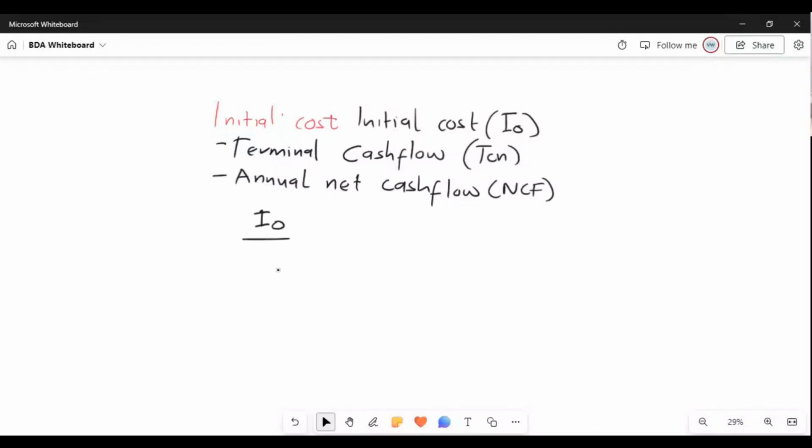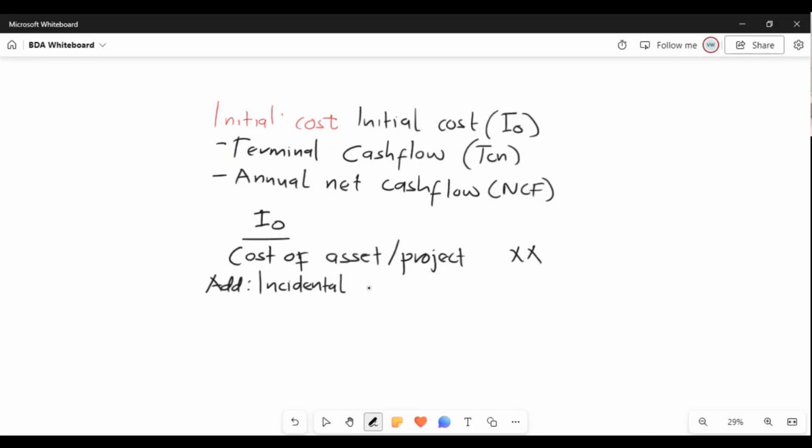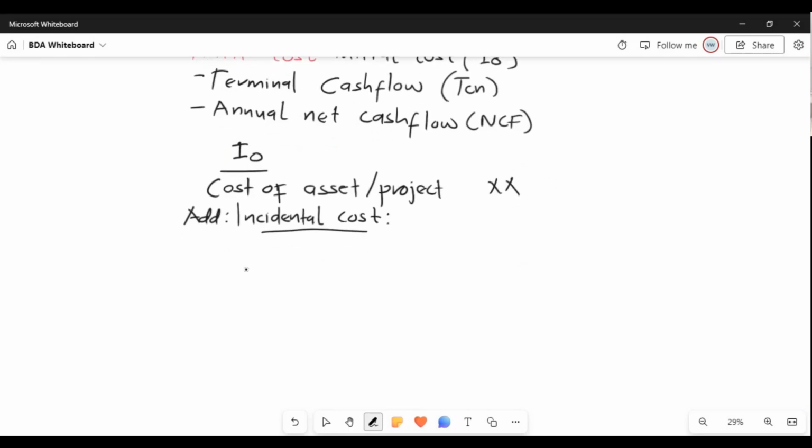then how do you get the initial cost? What are the components of the initial cost? So the initial cost is made up of, let's say, the cost of the asset or project. Then you add an incidental cost which is associated with the asset or the project. So when you add incidental cost, it is any cost which is directly tied to a particular asset or project.